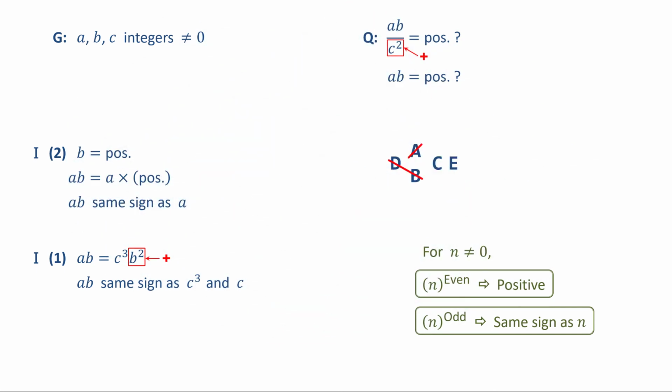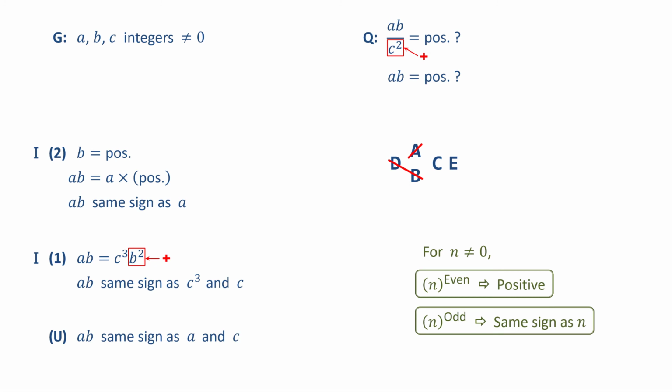Alright, let's wrap this up by combining statements 1 and 2 into U, the united statement. From statement 2 we learned this: AB has the same sign as A. From statement 1 we learned that AB has the same sign as C. So the united statement must say that AB has the same sign as both A and C.